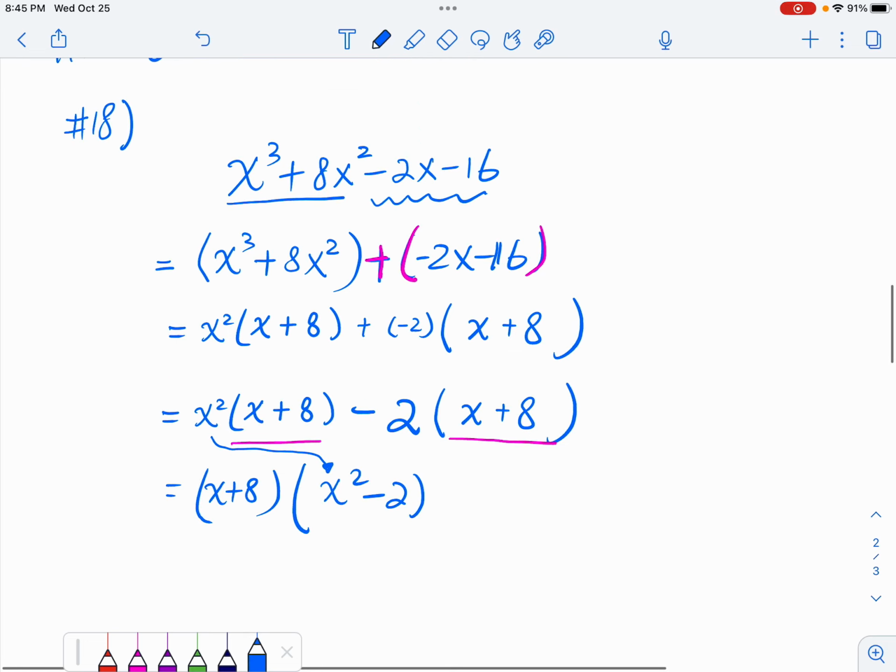All right, this is how I would solve this problem by grouping. This is just one way. Some other people may group like that. These two group together and these two group together. It should work. You're welcome to try.